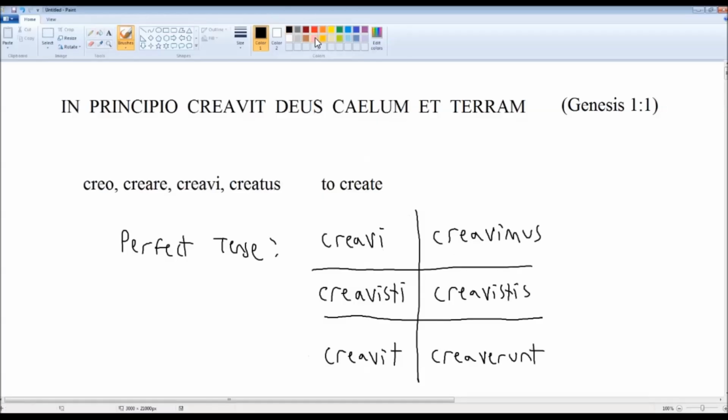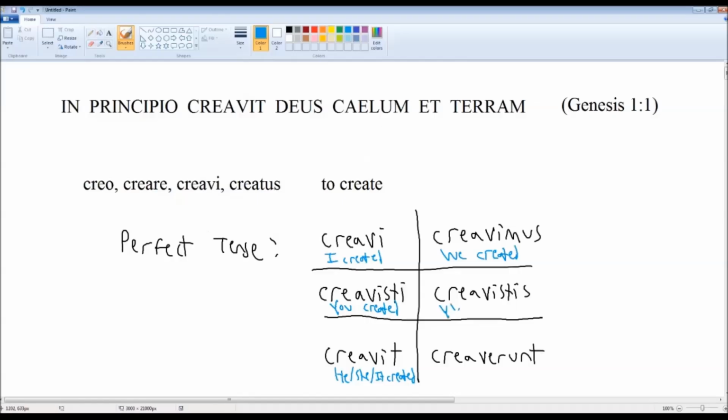All right, so this is how you conjugate any verb in the perfect tense, where you take our third principal part and you change the endings. Okay, so you have creavi, I created. Creavisti, this is you created. Creavit means he, she, or it created. Creavimus means we created.